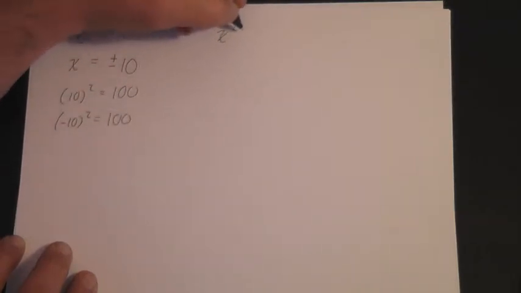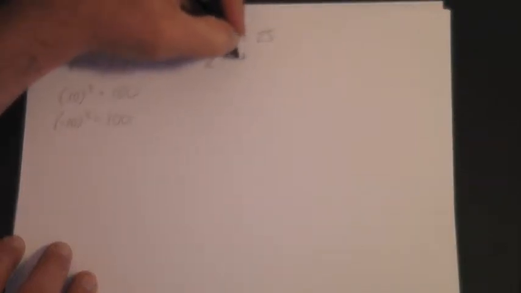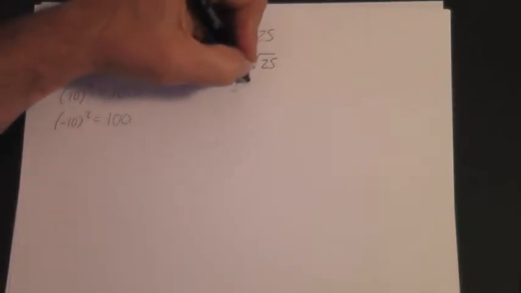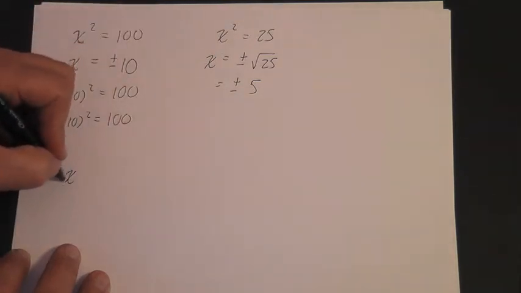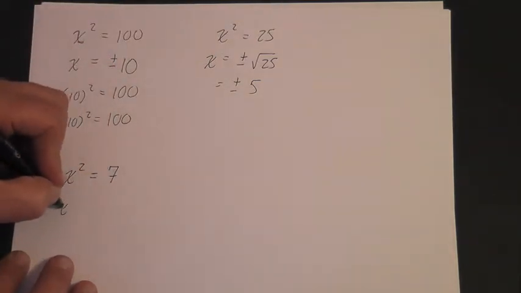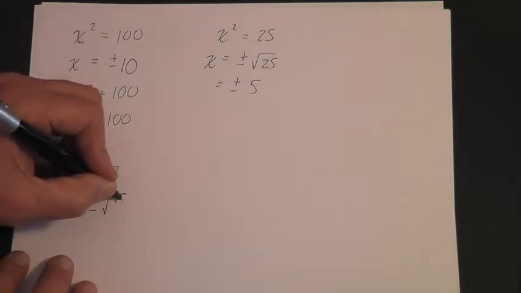If we have x squared is equal to 25, then we know that x will equal plus or minus the square root of 25. Obviously, plus or minus 5. It also works when it's not a perfect square. If you have x squared is equal to 7, then you know that x can equal either positive or negative the square root of 7.